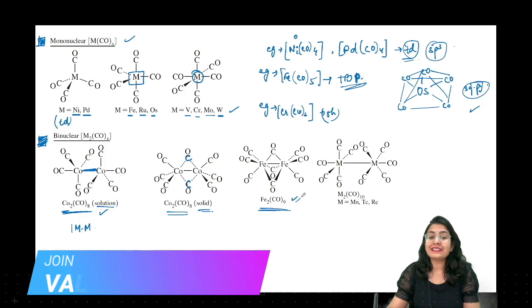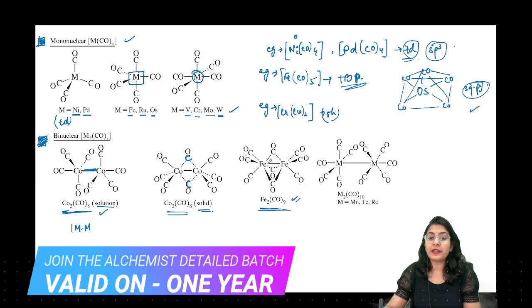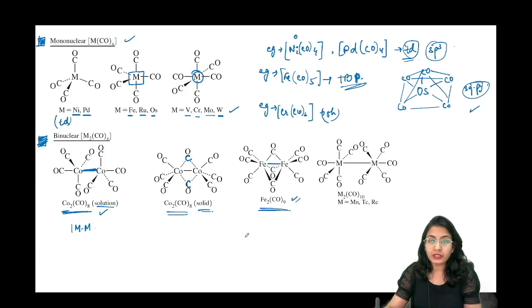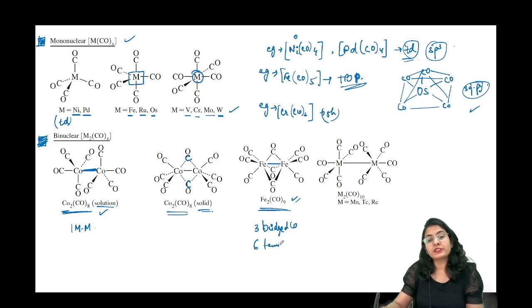Aage chalte hain. Fe2(CO)9. So this system remains like this. It has one Fe–Fe bond. Here there are 3 bridged carbonyls, and there are going to be 6 terminal carbonyls. Just remember the structure, alright, because there are few structures which are worth remembering.